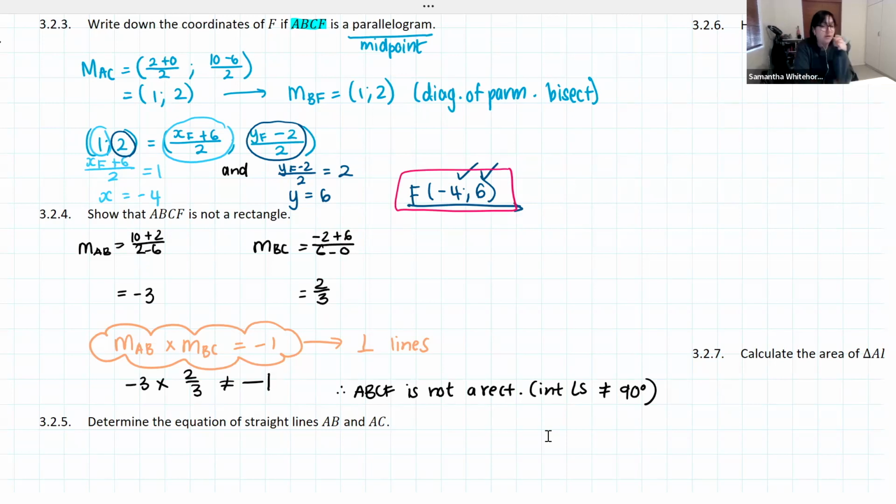But hopefully, sorry guys, hopefully what you're noticing here is how important it is to know the properties of your quadrilaterals, but also how important it is to know the basics of what makes lines parallel, what makes lines perpendicular. And like I say, what makes a parallelogram, what makes a rectangle, etc., etc.